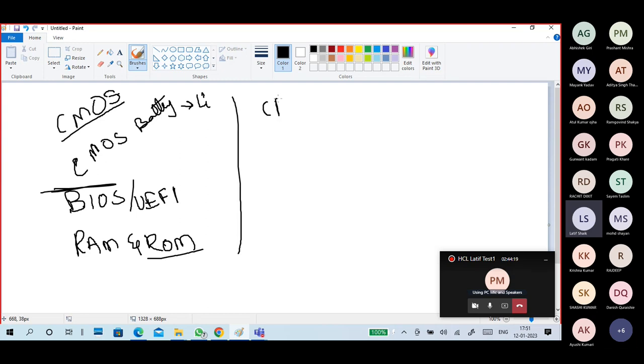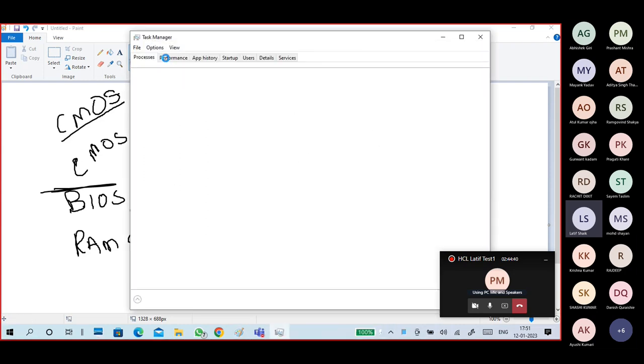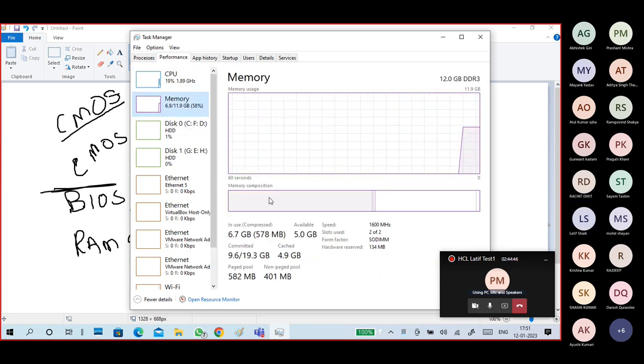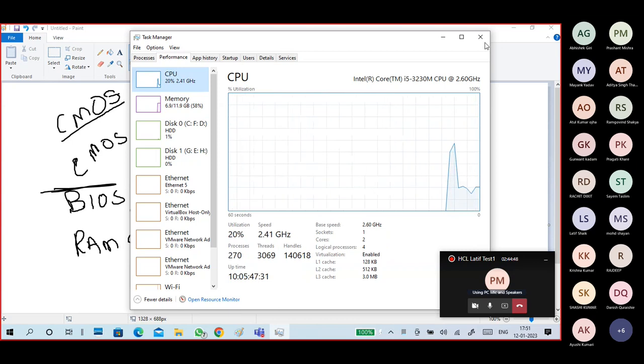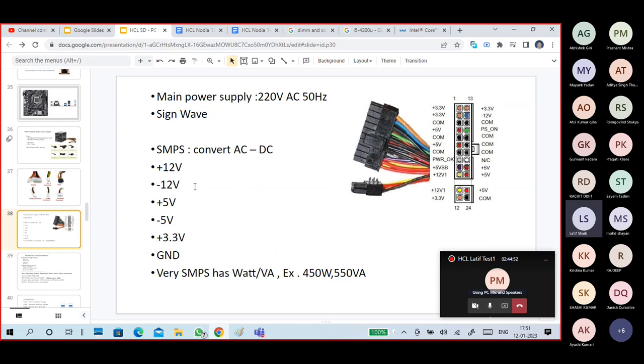Next, CPU. What is CPU? What is cache memory? What is RAM again? What is North Bridge and what is South Bridge? How to check about CPU and RAM? Of course, you can go to Task Manager, where you can find your CPU information and your RAM information. Knowing is better, guys. No one knows what they will ask.